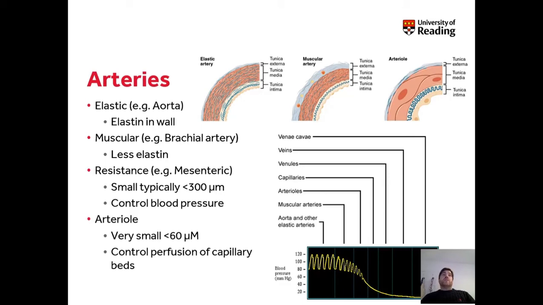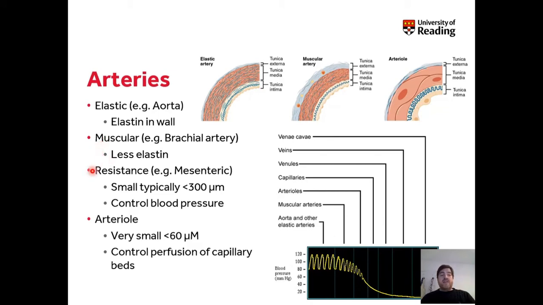So if we look at arteries, we have large arteries that are what we call elastic arteries, which would include arteries like the aorta, and to some extent other large muscular arteries, such as the brachial artery as well. And those larger arteries are a bit more elastic because they have to dampen down those pressure waves caused by the heartbeat.